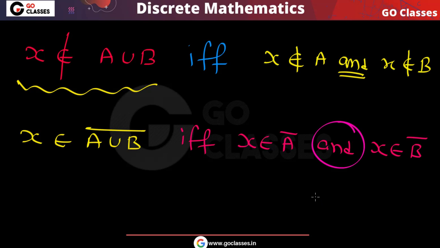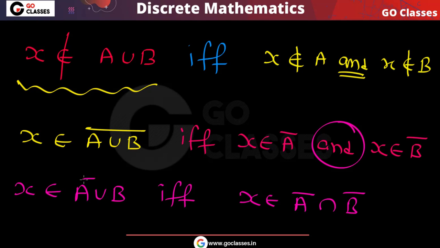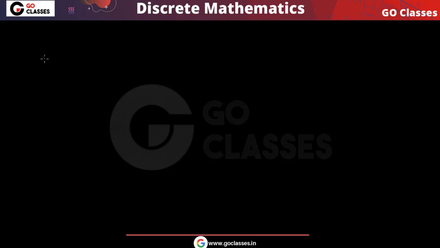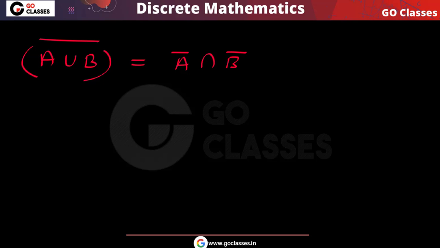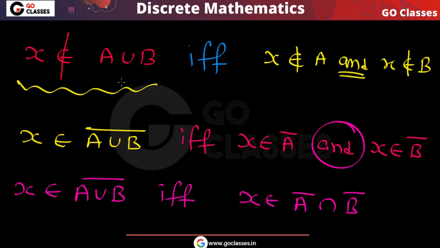Now X belongs to A complement, and this 'and' means intersection. So I can say X belongs to A bar intersection B bar. So X belongs to the complement of A union B if and only if X belongs to A bar intersection B bar. This rule is called De Morgan law: the complement of A union B is the same as A complement intersection B complement.